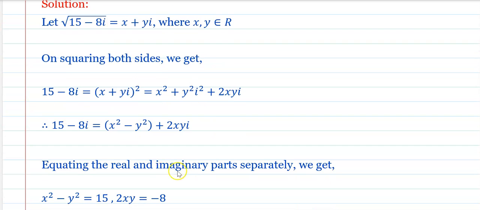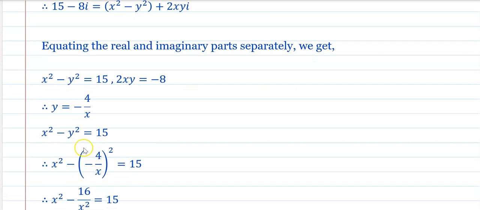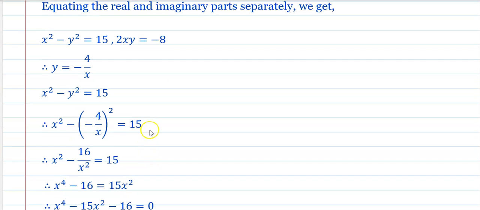Equating the real and imaginary parts, x square minus y square is equal to 15, 2xy is equal to minus 8, and then xy is equal to minus 4, and that's why y is equal to minus 4 upon x. Put the value of y here. x square minus (minus 4 upon x) whole square is equal to 15, and hence you are getting x square minus 16 upon x square is equal to 15.